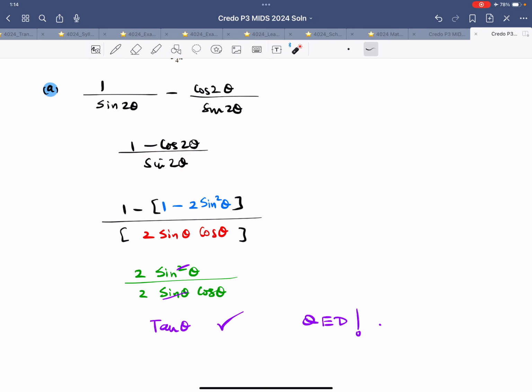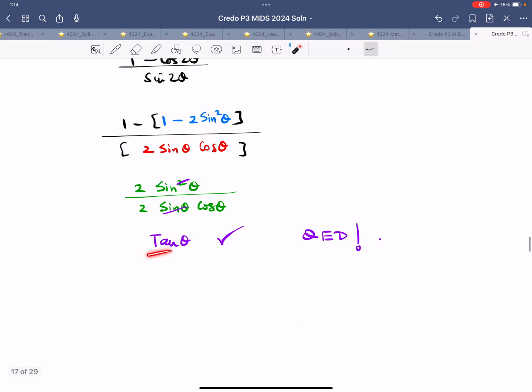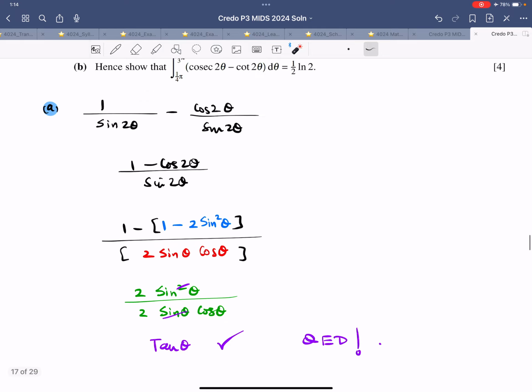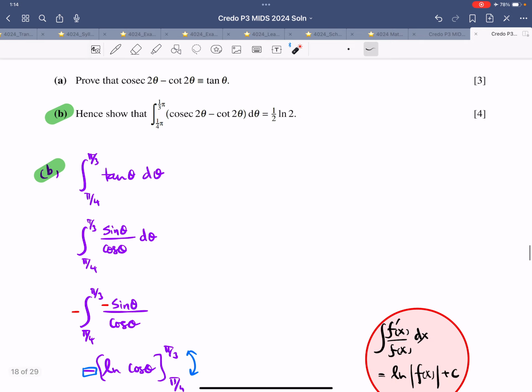Cos 2 theta, there are 3 ways of writing it. This is cos square minus sine square, 2 cos square minus 1, 1 minus 2 sine square. I have chosen the third one. Reason, this 1 and 1 cancels out, minus minus cancels out. Now you are in a position to divide. When you divide, what do you get? Tangent theta. The second part, hence show that the integral between this limit is half ln 2.